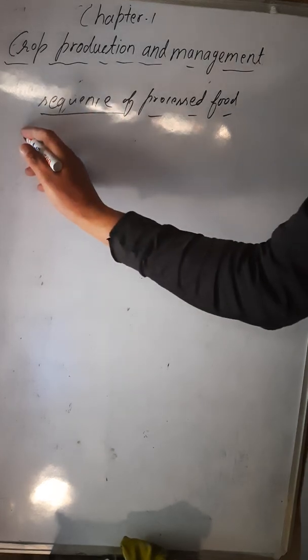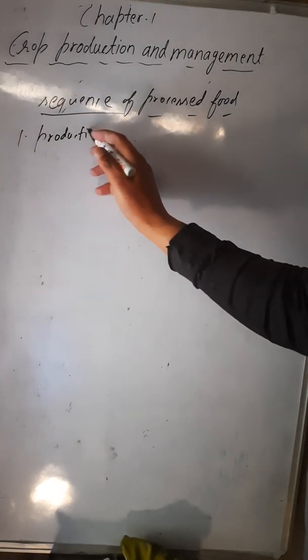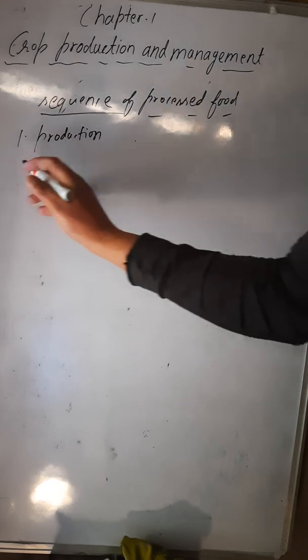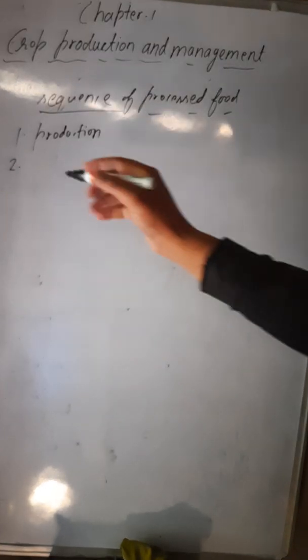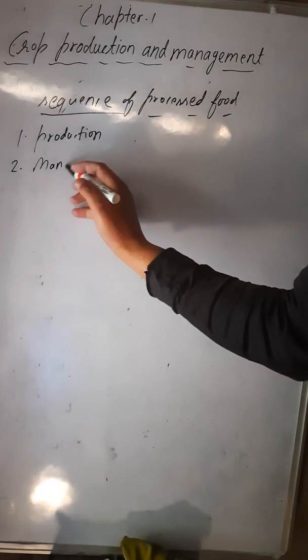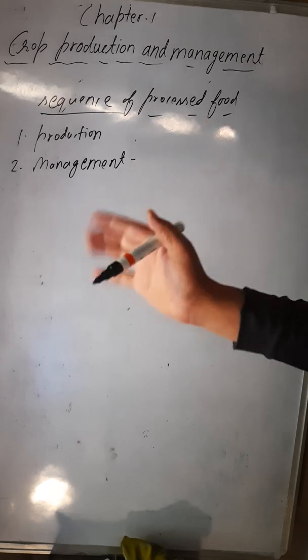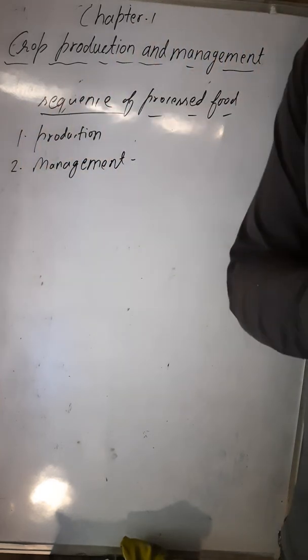First, there is the production. Production, you must be knowing, is when the crop is grown on the field. Then the next thing in the sequence is the management. Management means storage. As the food is grown in the field, after that it needs to be stored.